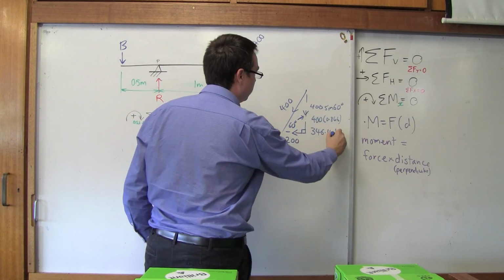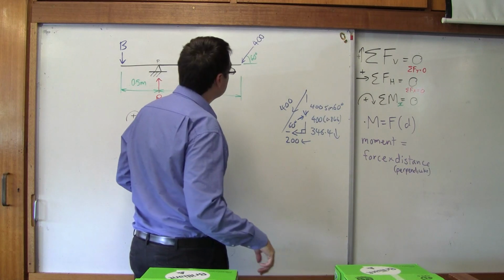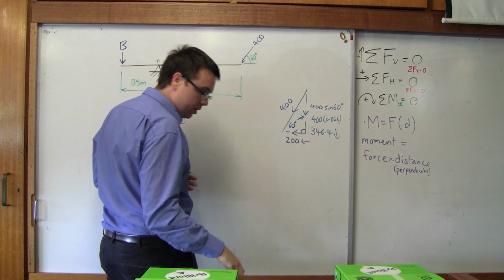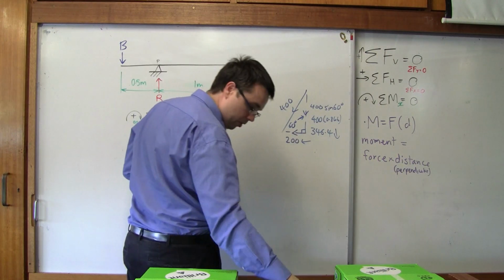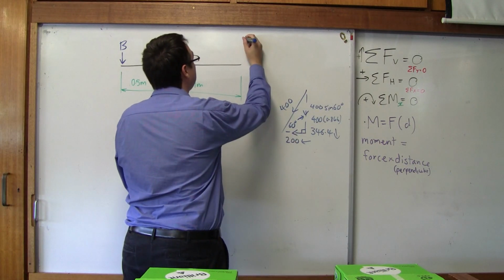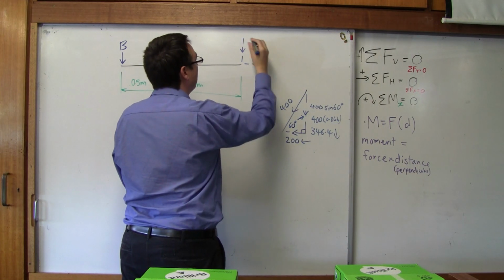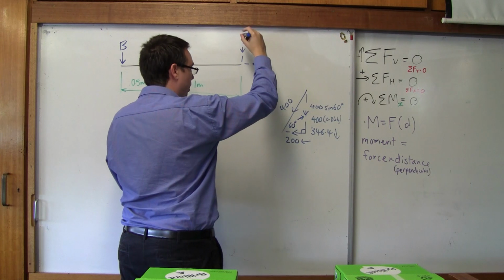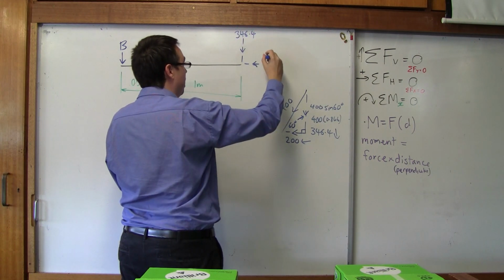And that's going to be going down, and this one's going to be going to the left. Okay. So what I can do now is I'm just going to temporarily replace that with two other forces. I'm going to replace it with the two components. So I'm replacing this with a force of 346.4, and this one here with 200.